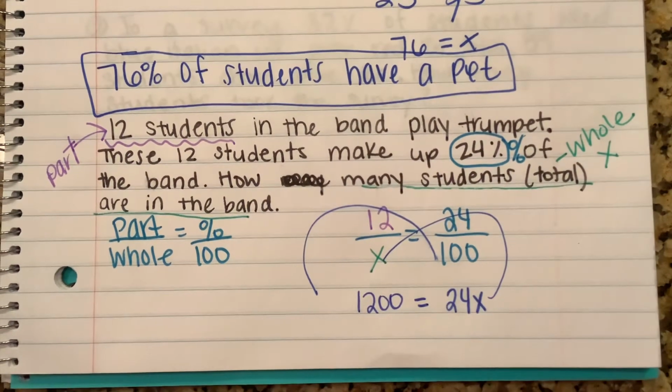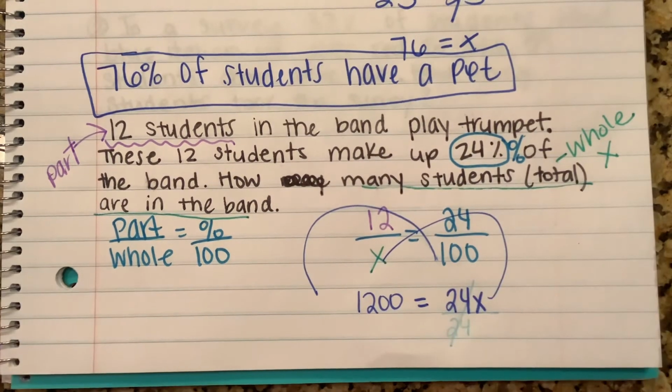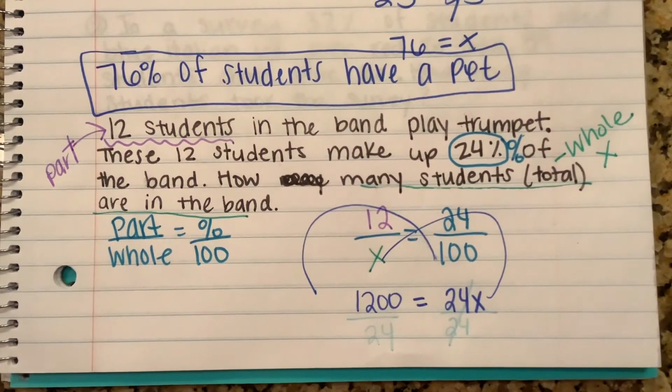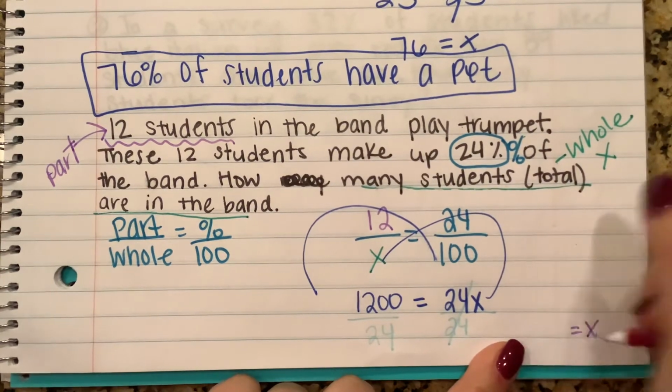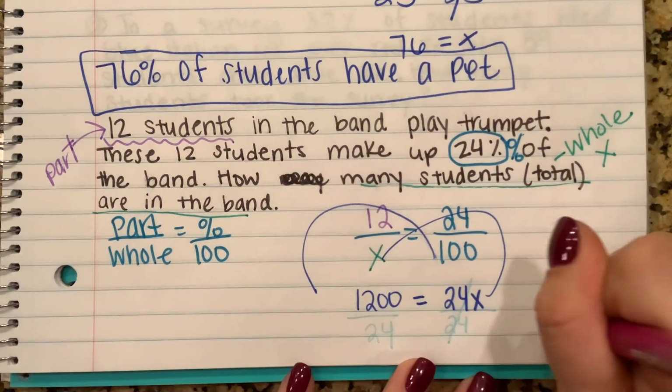Okay, we're not done yet. We have one step left to solve, and that is to divide by the number next to the x. So go ahead and do it. Divide by 24. You guys know this one. Divide by 24. On one side of the equal sign, you're left with x. I'm going to have to kind of go over here a little bit. X on the right side equals, divide 1200 by 24, and you get 50.